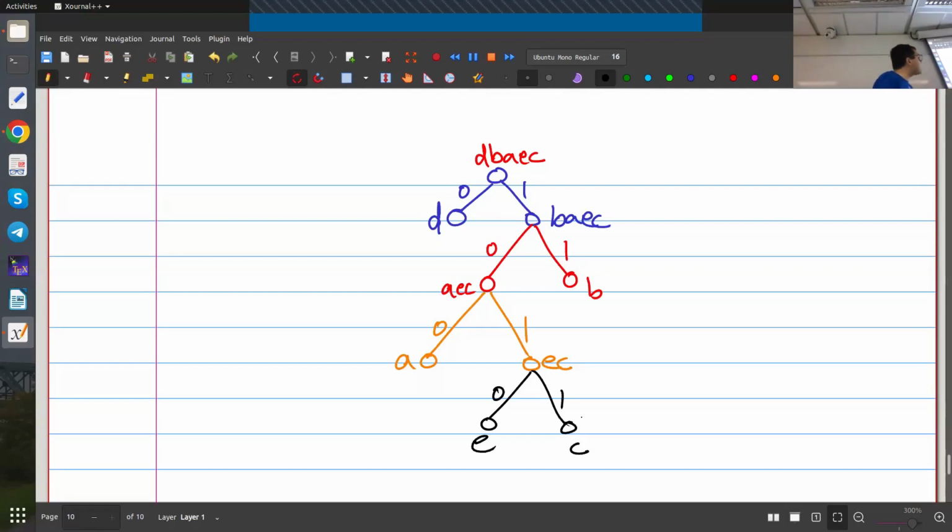So I'm claiming that this is the optimal code. So the optimal code is to assign just 0 as the code for D. For A, I want to assign 1, 0, 0. For B, I want to assign 1, 1. For E, I want to assign 1, 0, 1, 0. And for C, I want to assign 1, 0, 1, 1. Okay. Why is this optimal?